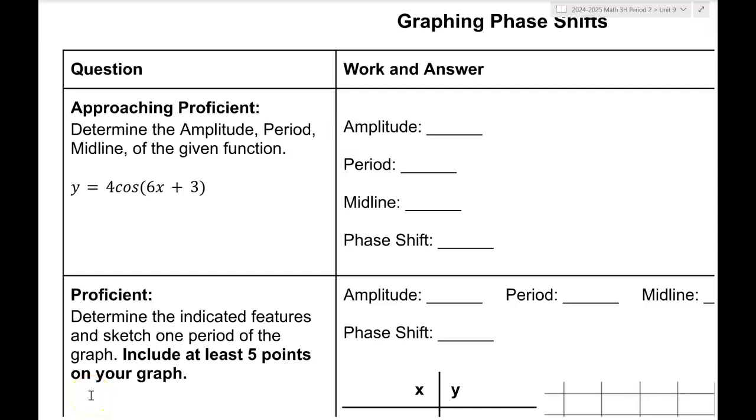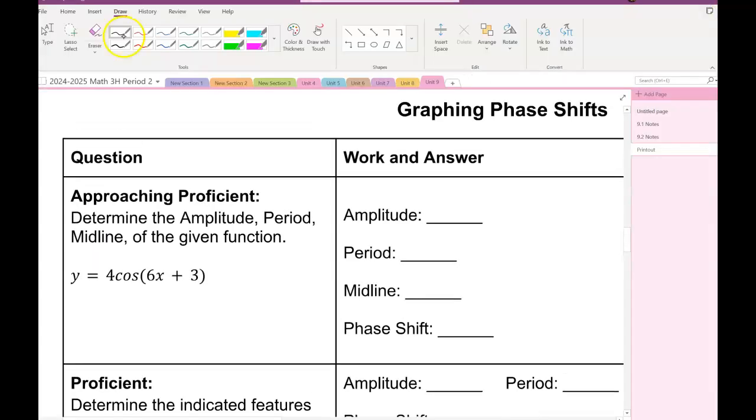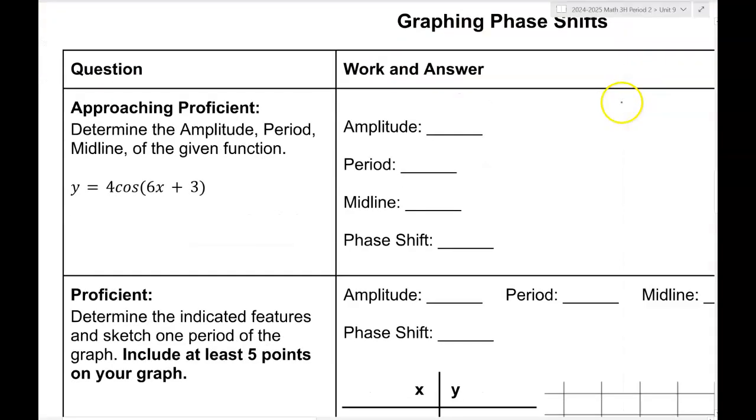All right, our next section on our test preview is graphing phase shifts. We have our amplitude. We need our B value, outside plus K. So we want to make sure we divide out the 6. So the 6 is going to come out front. So 4 cosine 6, and then 3 over 6 is going to be 1/2.